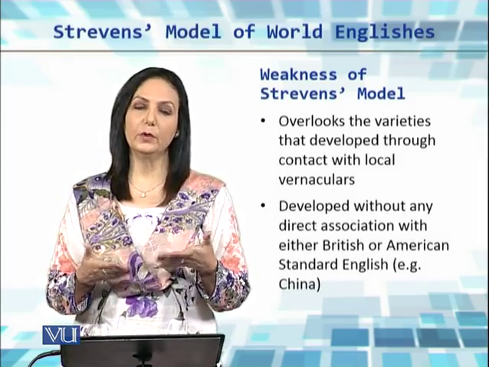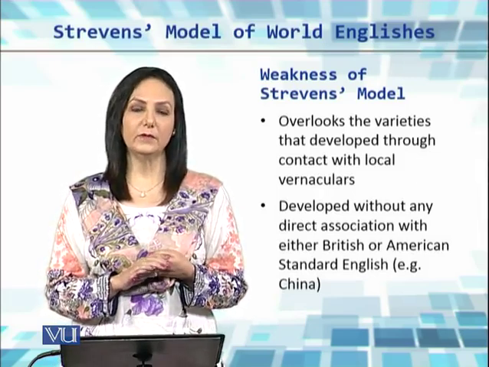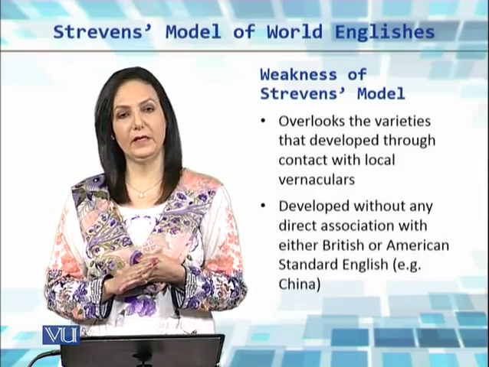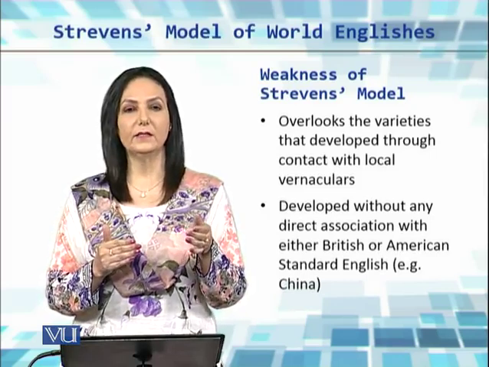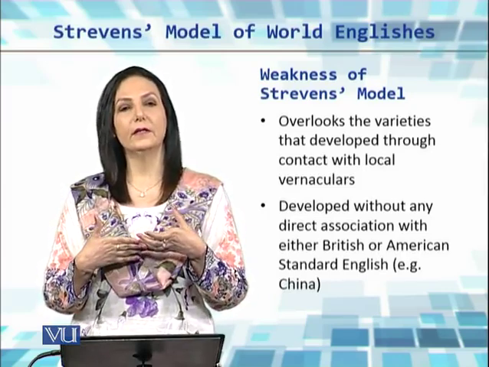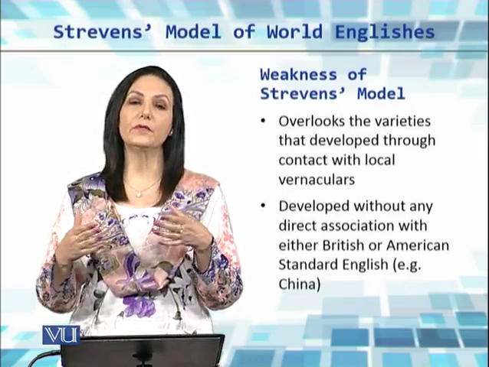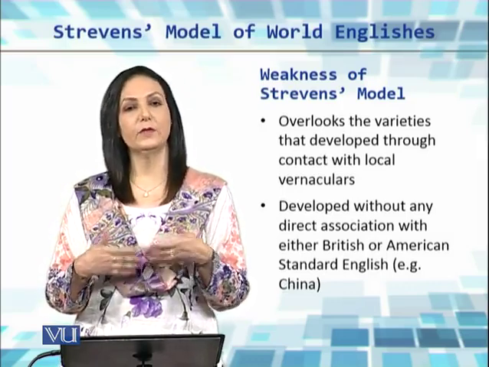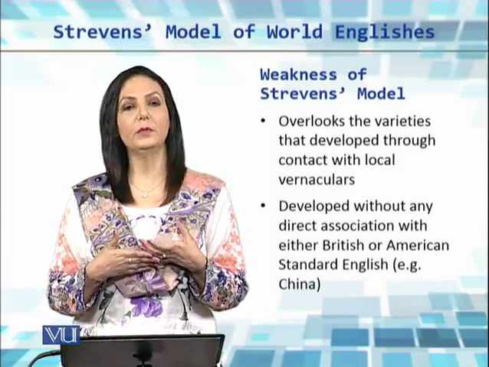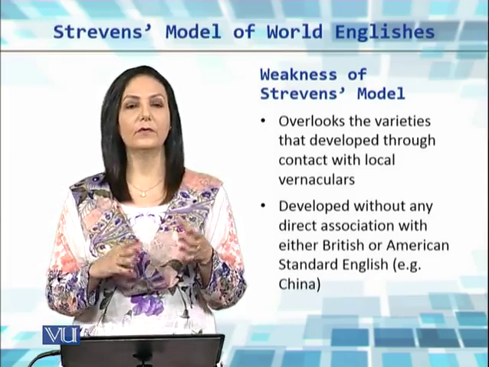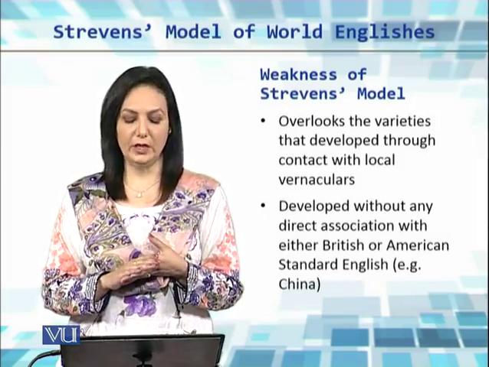Although it provided a very good historical overview of the spread of Englishes, it still has certain weaknesses. The biggest weakness of this model is that it completely overlooks the varieties which developed not through, let's say, political contact with either the American or the British variety. The contact of people of different parts of the world with either British or American variety because of certain political reasons. For example, varieties which have developed as a result of contact of the English language with vernacular languages. An example is China.